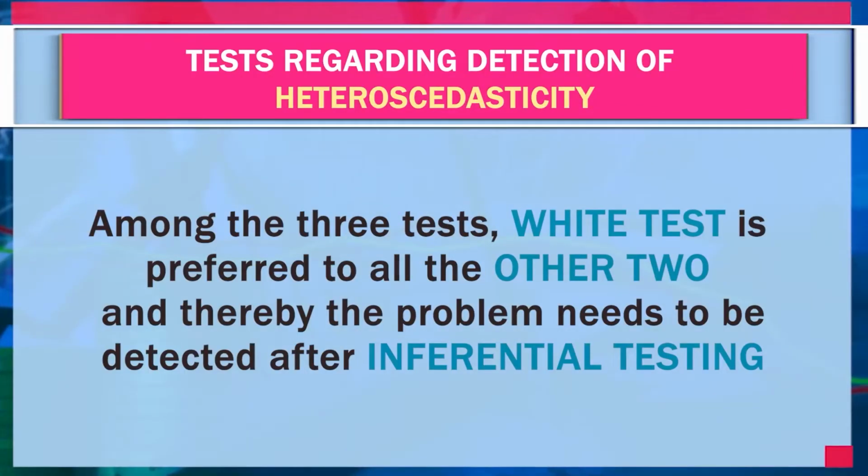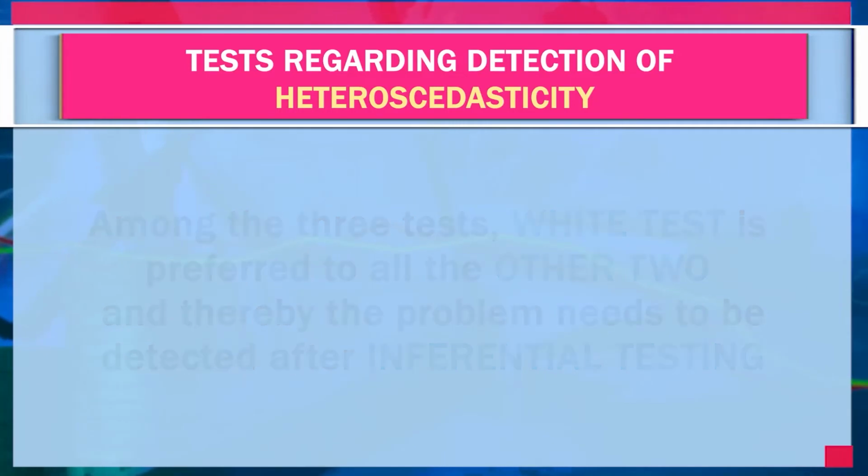And also in the White test, we go for a kind of Lagrangian multiplier test which says whether the null hypothesis is accepted or rejected. So among the three tests, the White test is preferred to the other two, and thereby the problem needs to be detected after inferential testing.